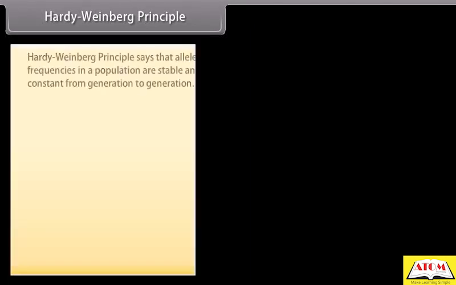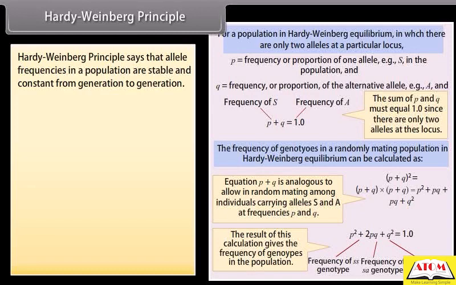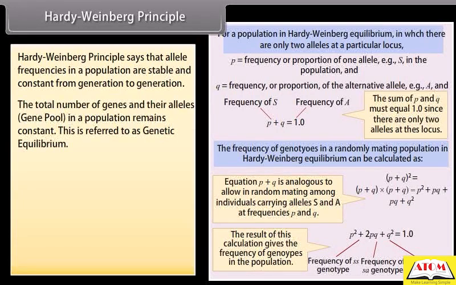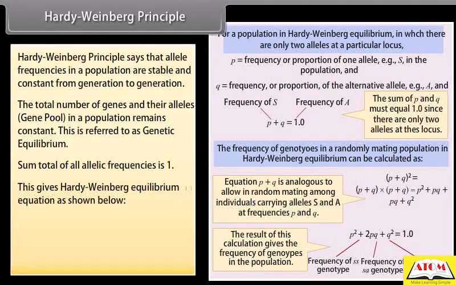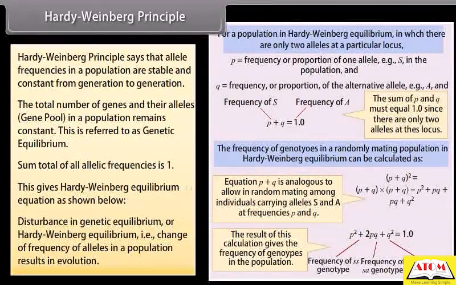Hardy-Weinberg principle. The Hardy-Weinberg principle says that the allele frequencies in a population are stable and constant from generation to generation. The total number of genes and their alleles, that is, the gene pool, in a population remains constant. This is referred to as genetic equilibrium. The sum total of all allelic frequencies is 1. This gives the Hardy-Weinberg equilibrium equation as shown below. Disturbance in genetic equilibrium, that is, change of frequency of alleles in a population, results in evolution.